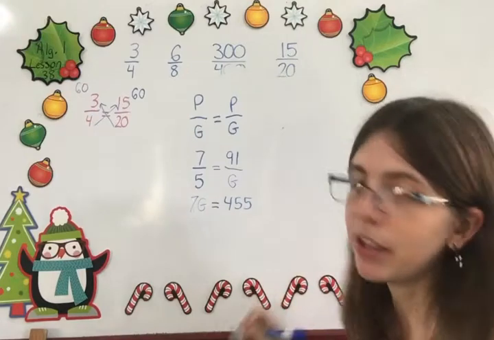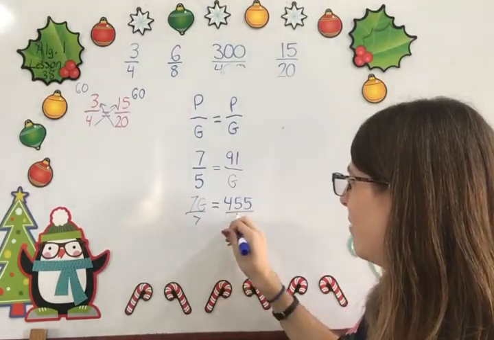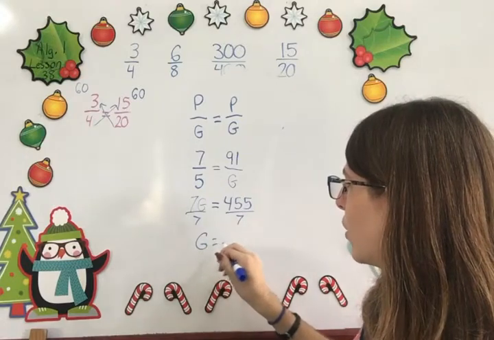This probably looks familiar to you. These are the same numbers from before. We divide by 7, so goats equals 65.